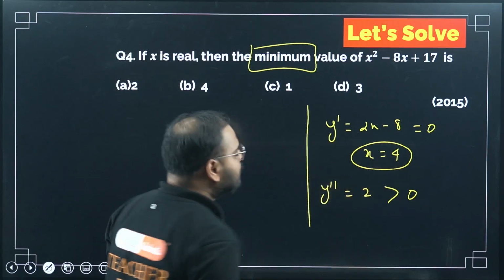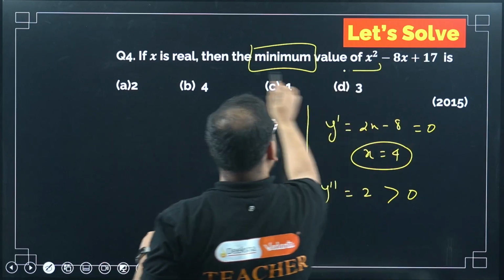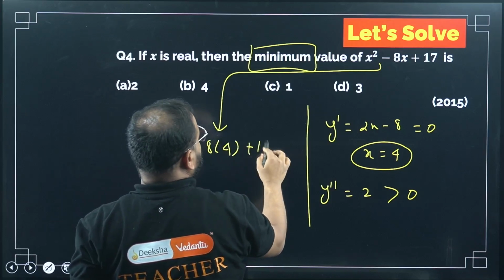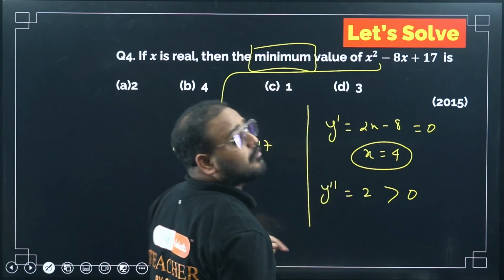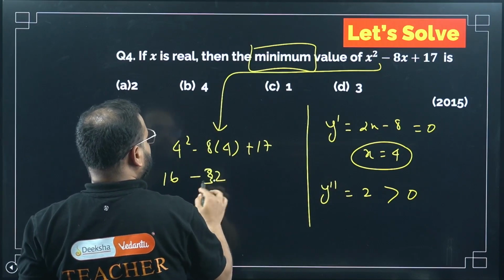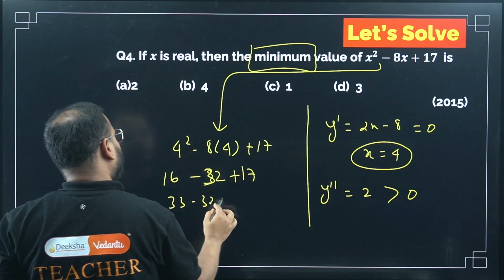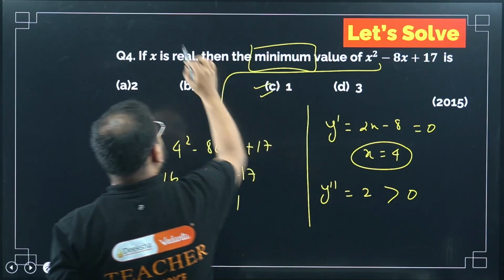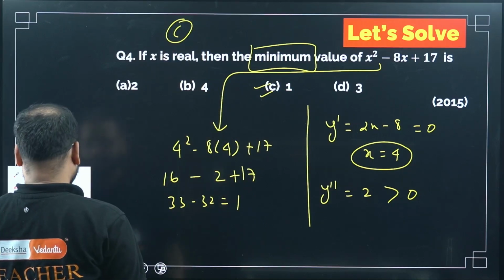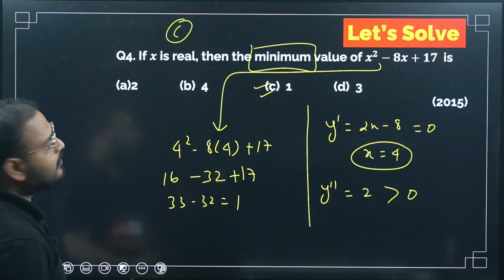If this is greater than 0, it means a minimum. Put x as 4 here. So 4 square minus 8 times 4 plus 17, how much is that? They're asking the minimum value, not the point of minima. Okay, so 16 minus 32 plus 17. If you add these two, you'll get 33 minus 32, how much is that? 1. Option C. Option number C. Okay, moving on. Simple problem, very, very simple.